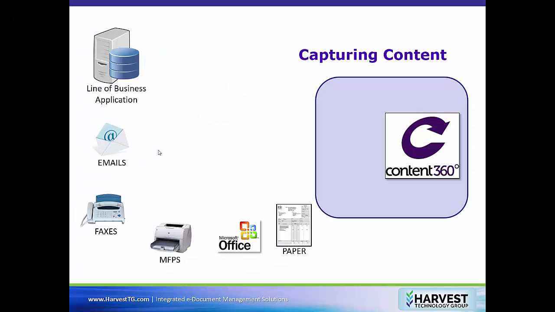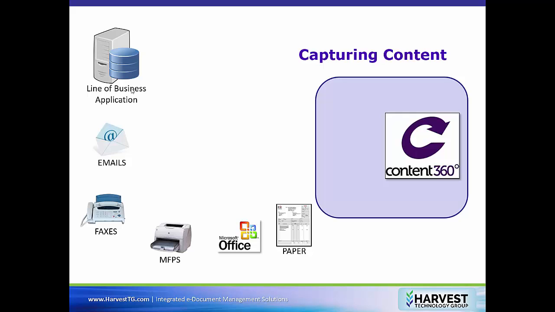So now that we've shown how we retrieve content from Content360, let's take a look at how we're able to quickly and easily capture content into SharePoint by using the Content360 functionality. The first source of most content for any organization, and by content again we're talking about business documents, files, pictures, anything that's in a digital format, but the first major source of content for most businesses is your line of business application.